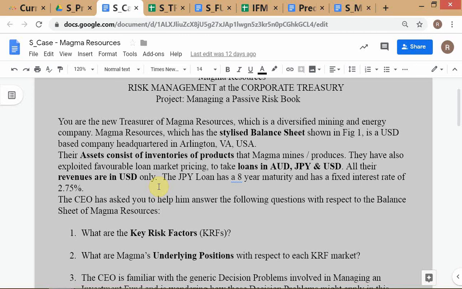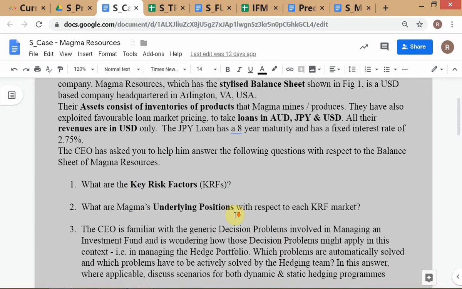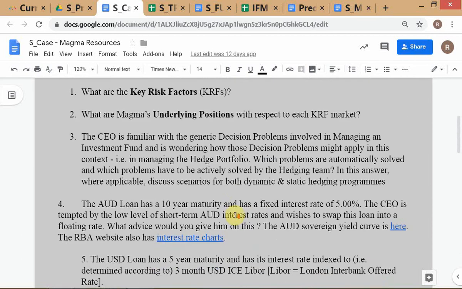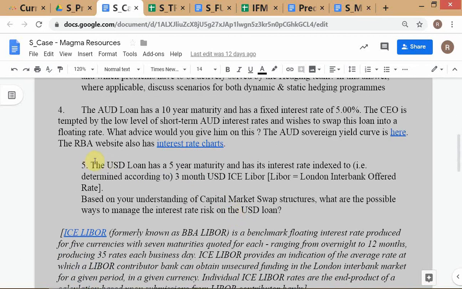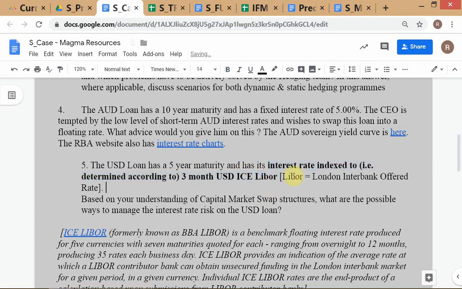Now that you have this information that the revenues of this company are only in US dollars, that means their assets are in US dollars. Therefore, if they have any non-US dollar liability, you can see straightaway there is an asset liability mismatch. But that's not the end of the story in terms of risk on the liability side, because there is a dollar loan here. The US dollar loan has a rate indexed to 3-month LIBOR. This is an example of interest rate risk.